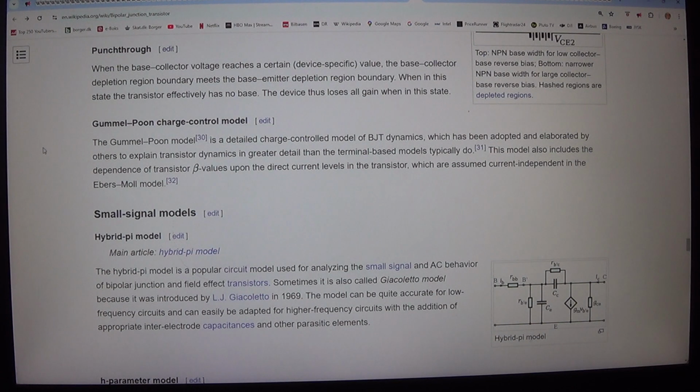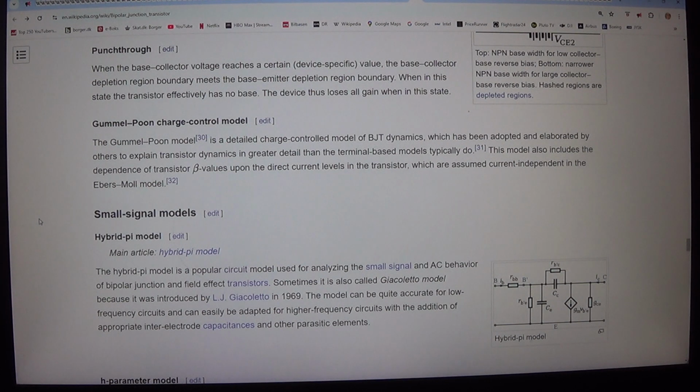Gummel-Poon charge control model. The Gummel-Poon model is a detailed charge-controlled model of BJT dynamics, which has been adopted and elaborated by others to explain transistor dynamics in greater detail than the terminal-based models typically do. This model also includes the dependence of transistor beta values upon the direct current levels in the transistor, which are assumed current independent in the Ebers-Moll model.